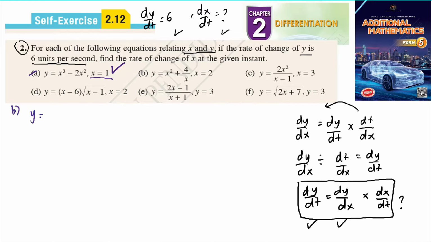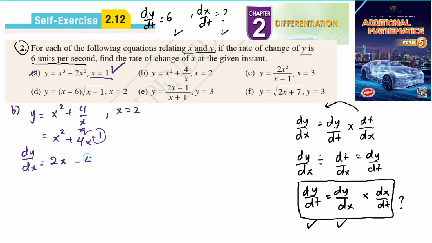B, y is equal to x squared plus 4 over x, where x is equal to 2. So when we want to differentiate, x cannot be down here, so we bring it up. x squared plus 4x to the negative 1. So this is our y. So dy over dx is equal to, when we differentiate x squared, we get 2x. When we differentiate this one, negative 1 times 4, we get negative 4. So x to the negative 1 minus 1, we get negative 2. So here we get 2x minus 4.